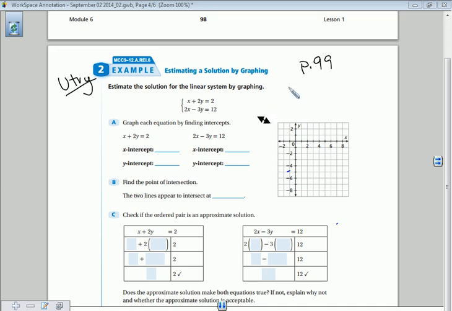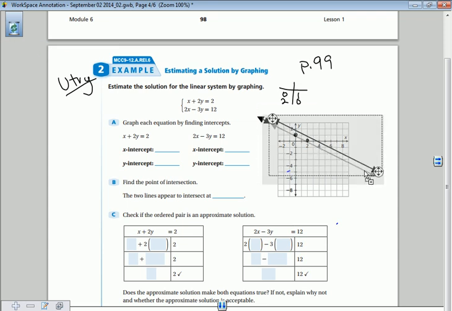So in this first one, if I take the first equation and plug in my zeros, I can get my y-intercept is 1, my x-intercept is 2. I put a point at (2, 0), and a point at (0, 1). And then I would graph the line between those 2 points. I'm way off. That looks good. Okay. And now I'll do the next one.